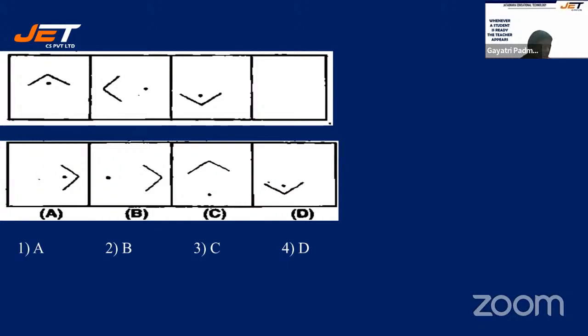We have a figure whereby the first one is facing up. Next, it is facing left. Next, it is facing down. Right, so what should be the next? So up, left, down. Next, it should be right. Am I right? It should be right. So right means it should be either option A or option B.